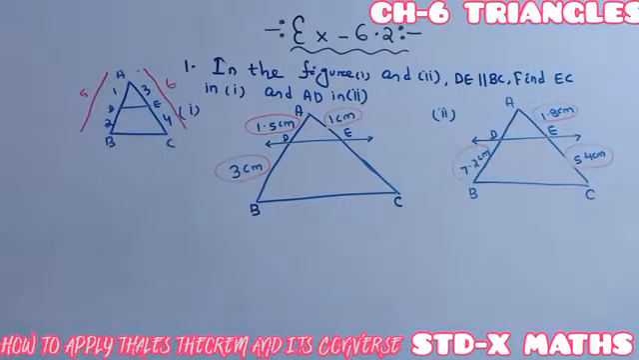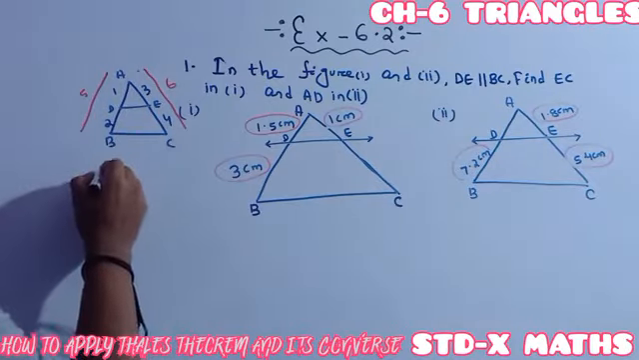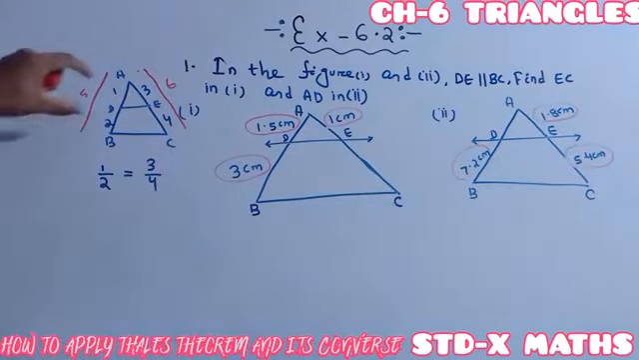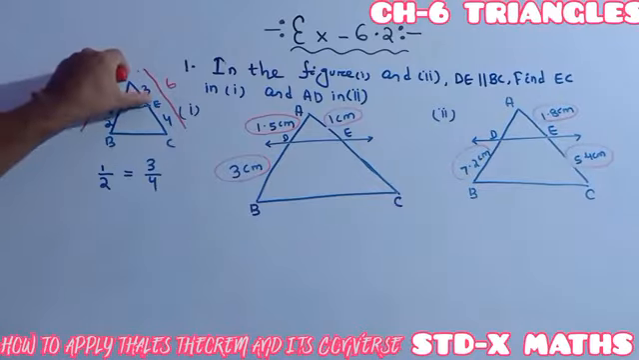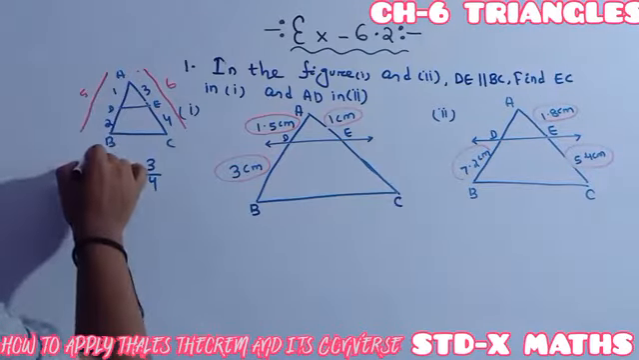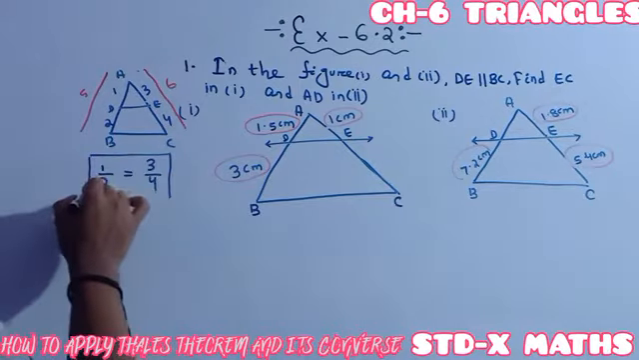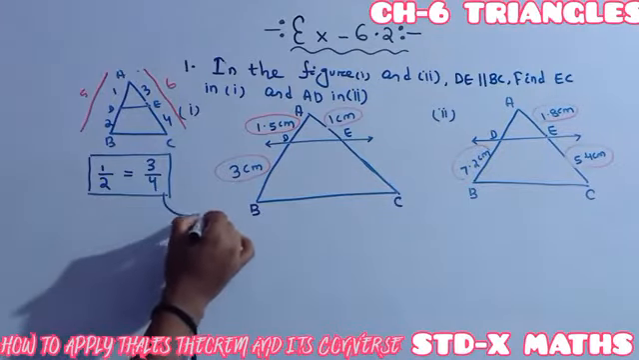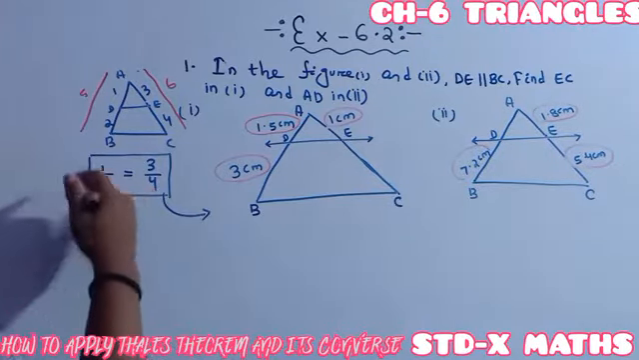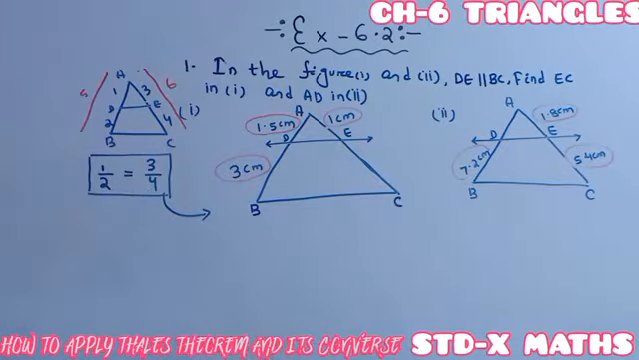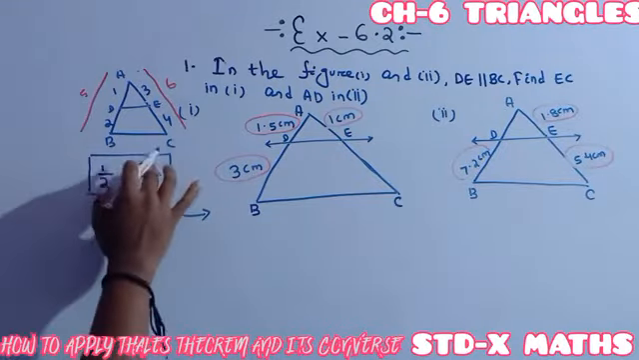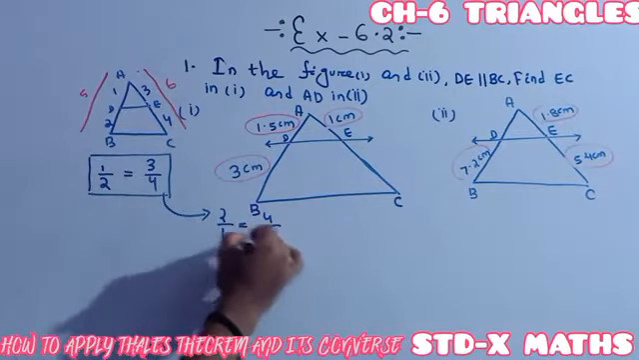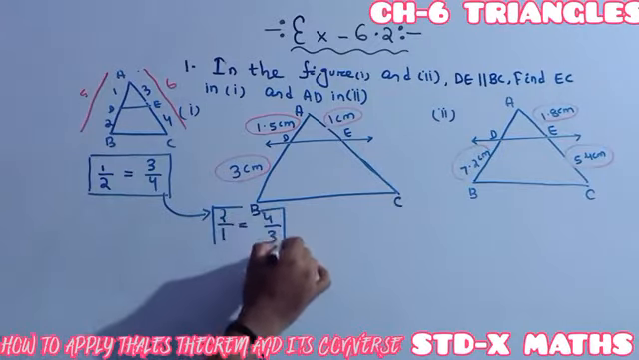So remember, our Thales theorem says 1 by 2 is equal to 3 by 4. This one divided by this one is the same as this one divided by this one. Understood or not understood? This is also Thales theorem. Here is another form of the Thales theorem, also a converse one. 1 by 2 equals 3 by 4, and also 2 by 1 equals 4 by 3; this is also another form of the Thales theorem.